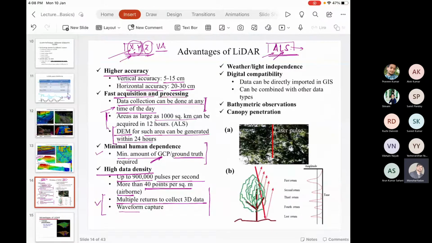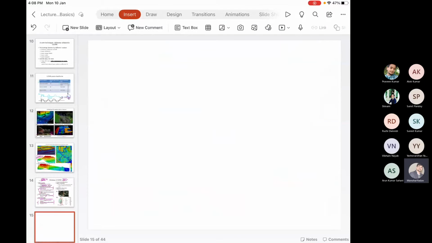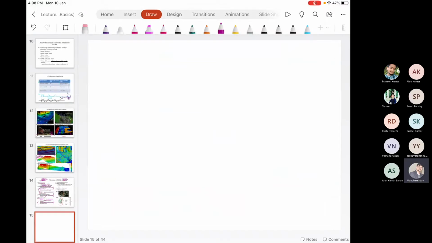I add over here a blank slide to discuss. What do we mean by multiple return? And why is it important? Let's say we consider a forested area. This is a rough sketch that represents a tree.